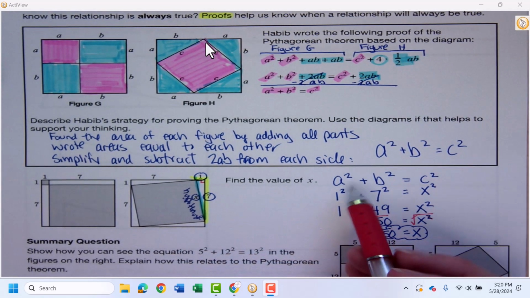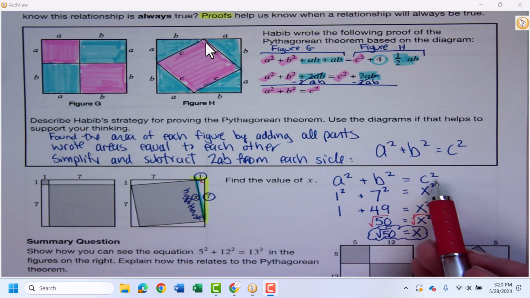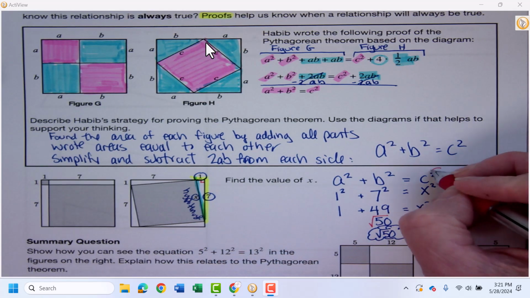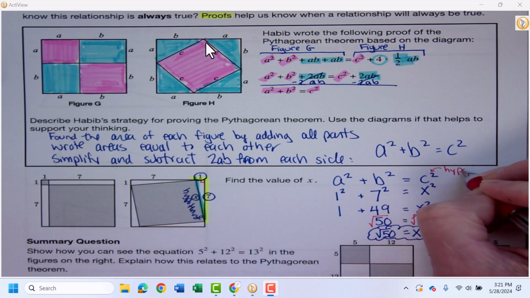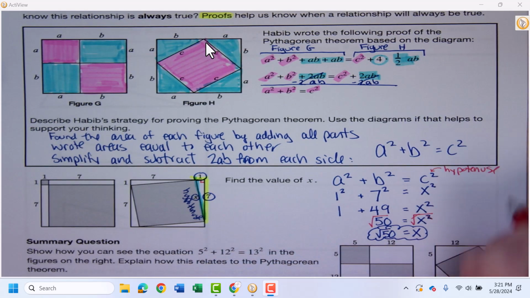So to use this formula, I'd like to write it down first. Make sure that you get the hypotenuse right. And then just fill in all the other values and simplify.